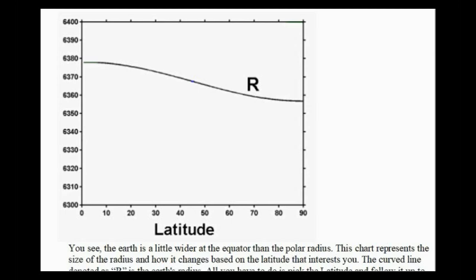The curved line denoted as R is the Earth's radius. All you have to do is pick the latitude and follow it up to the curved line denoted as R, and note the height of the intersection with this line by reference to the number of kilometers on the left. This gives you the Earth's radius that you will use in the equation.